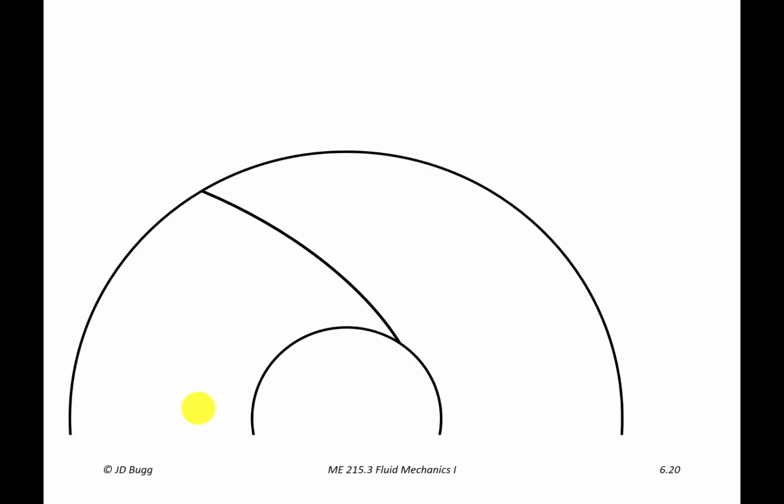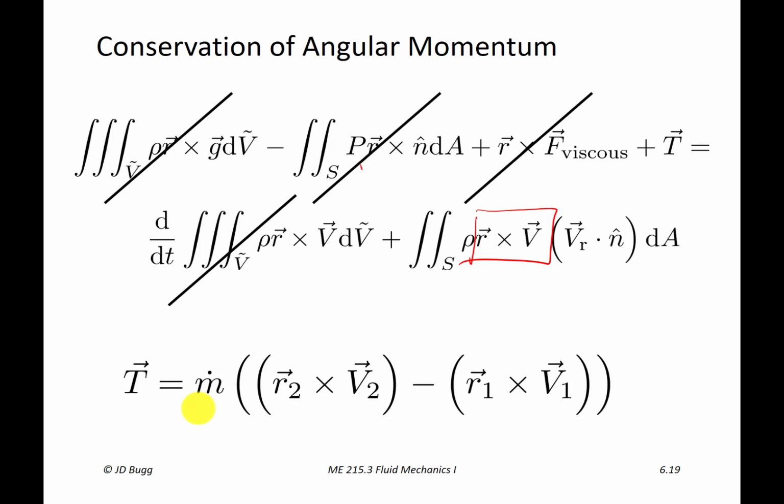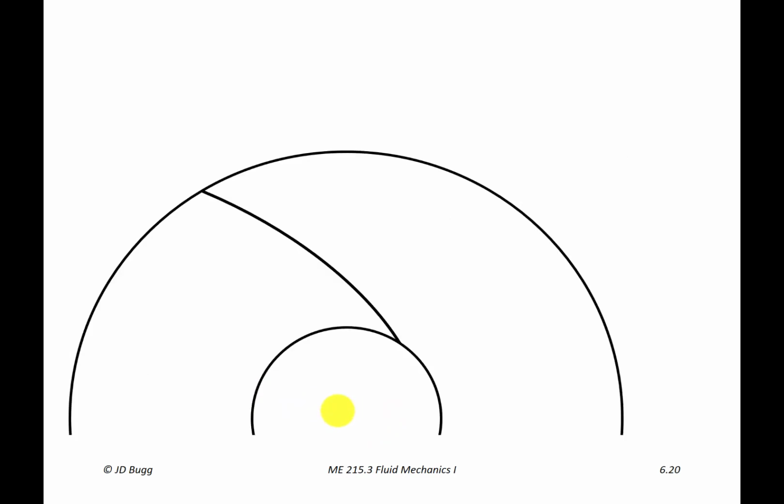So now we want to take a look in detail at these two terms, and we're going to look at this one first. So we're going to focus on what's happening at the exit of the impeller blades and figure out what this R cross V is. To do that, we're zooming in on the impeller. So we're going to be working in this region here.